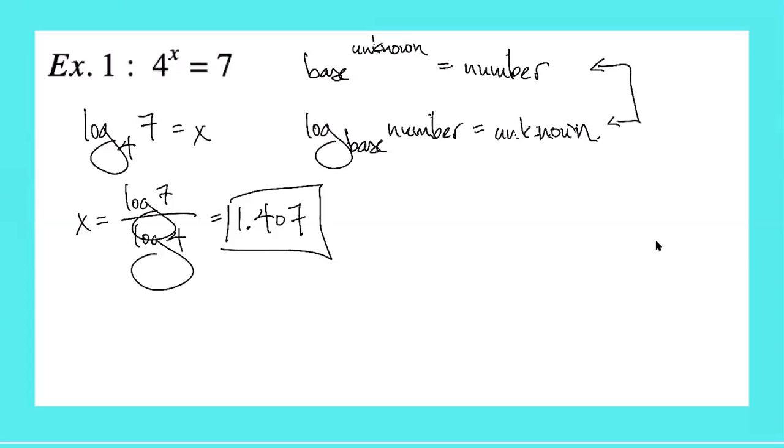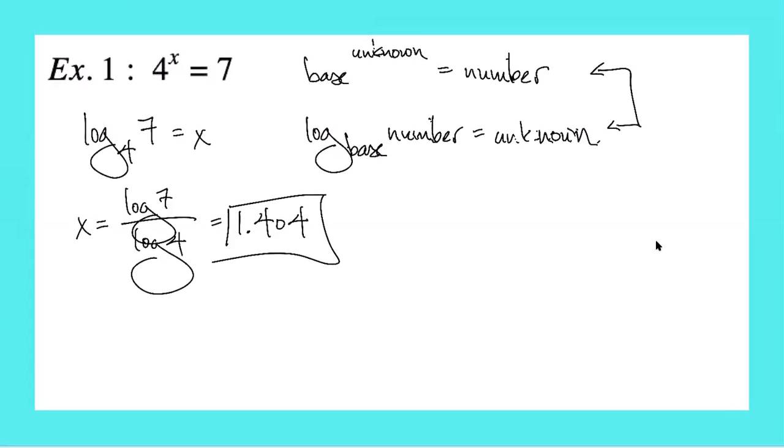On your own time, plug that back in and make sure that 4 raised to that power gives you 7. I got 1.404. Sorry, I skipped a place value. You're right, 1.404. Thank you for catching that. This is a very basic level question, but every single question that we do is going to boil down to something like this. So investing in this level is so important because it means you can solve all the other kinds of problems.